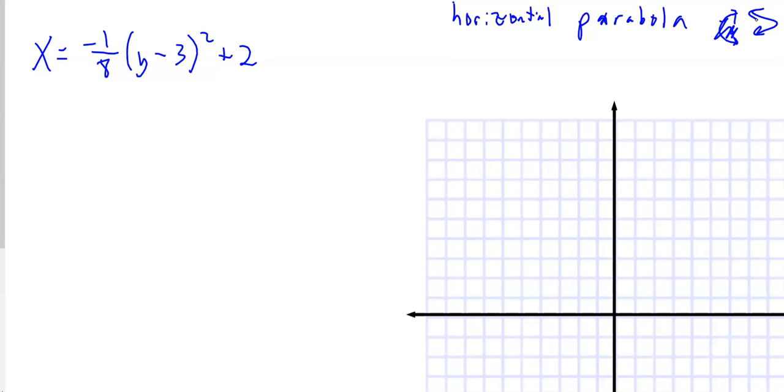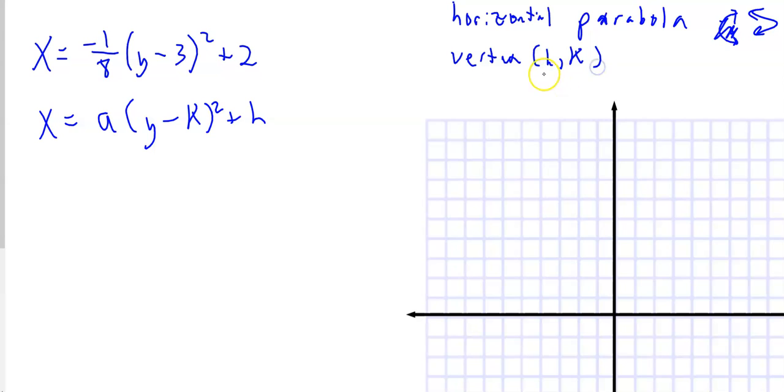But let's find our h, k. So we need to know our formula: x equals a times (y minus k) squared plus h. We want that vertex, which is h comma k. So our vertex is going to be, h is actually positive 2 there, and k is positive 3. So 2 comma 3 is our vertex.